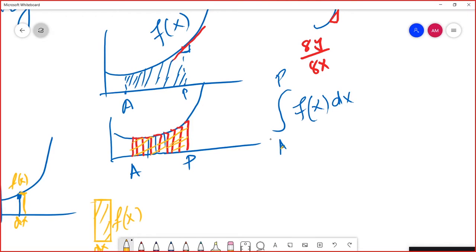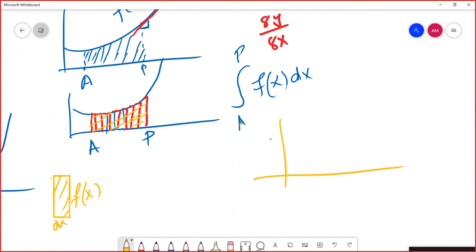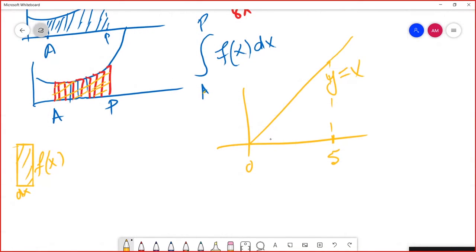We are finding this area. Does this make sense to you, how we are finding this area under the curve from this point A till P? So it can be any point. For example, let's say, we do it very interestingly, and how to do that is another thing. So this is a linear equation, y is equal to x. You know y is equal to x? So this is passing through the origin, c is 0. And this is 0, and this is 5, right? We want to know the area of this curve.